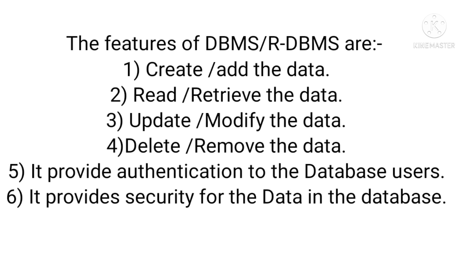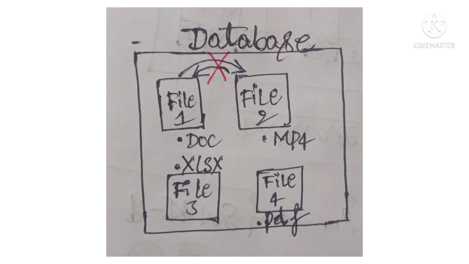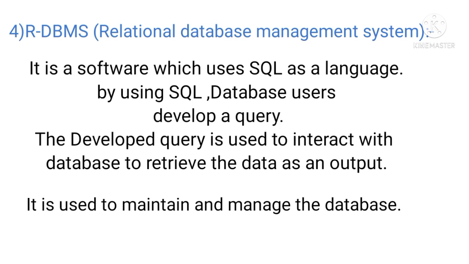In DBMS, the data is stored in file format. The files have different extensions. We cannot establish a relationship between the files. That is the major drawback of DBMS software. Here you see in the figure, file 1, file 2, file 3, file 4 are of different data and different file extensions. We cannot establish a relationship. That is the main drawback of DBMS software.